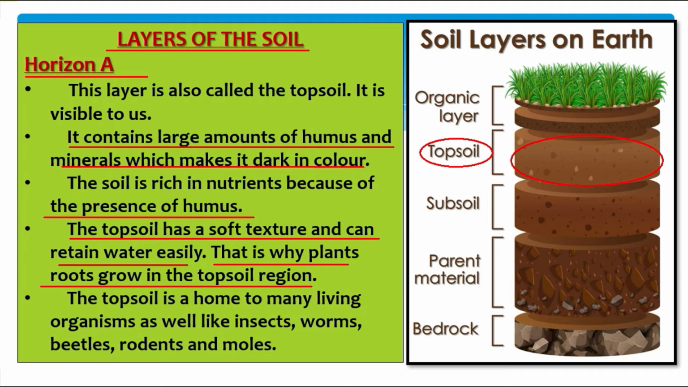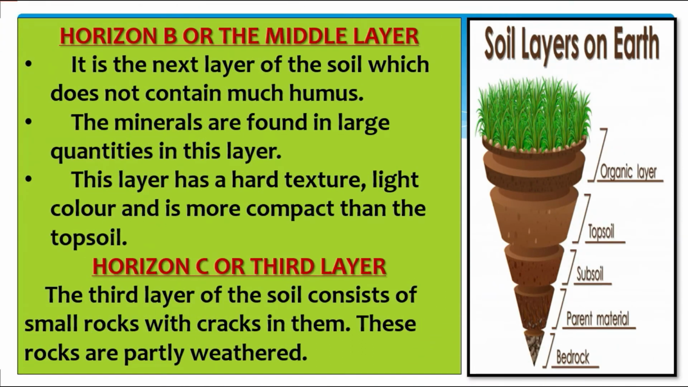Students, as I said, in the top layer of the soil, the availability of water and oxygen is sufficient, and that is why the topsoil is a home of many living organisms as well as insects, worms, beetles, rodents and moles. Now students, the second layer of soil is the B horizon, or we can say the middle layer of earth that you can see here. This one over here is the B horizon.